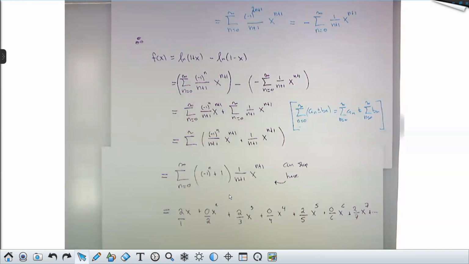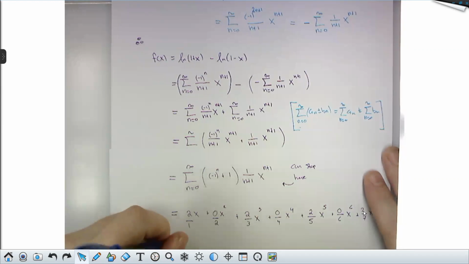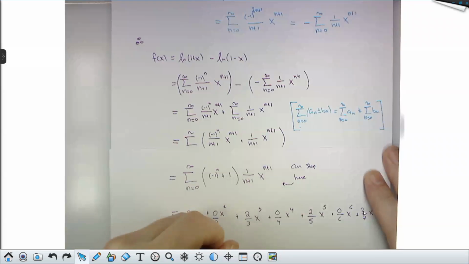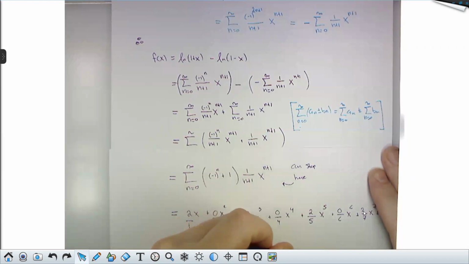And what you'll notice is that every other term is 0. And the non-zero terms all have a 2 upstairs. So let me just rewrite these without the 0 terms. This is 2x plus 2/3 x cubed plus 2/5 x to the 5 plus 2/7 x to the 7.